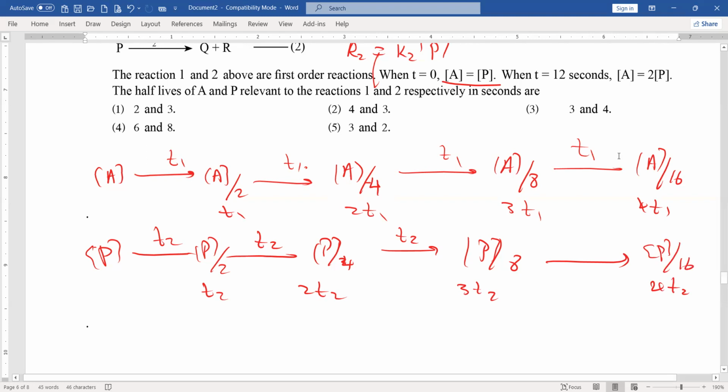But it says that the concentration of A is 2P. If you multiply this P by 2, then you get the concentration of A. Because the initial concentrations of both A and P are the same, here the difference is 1 half-life.